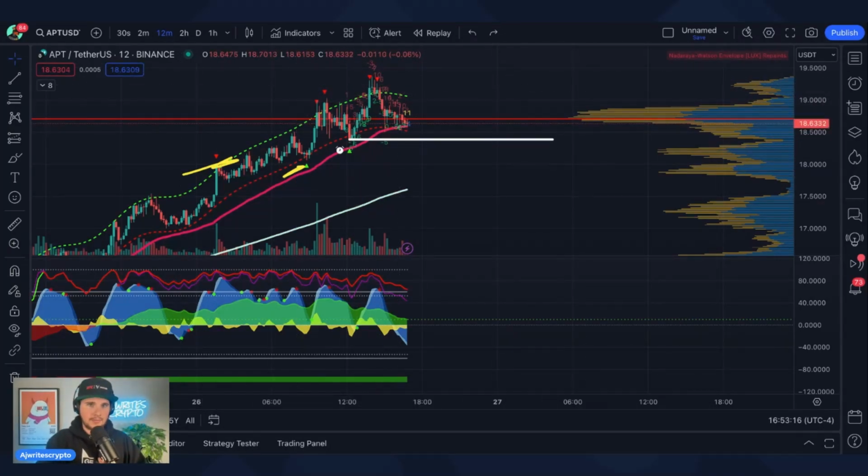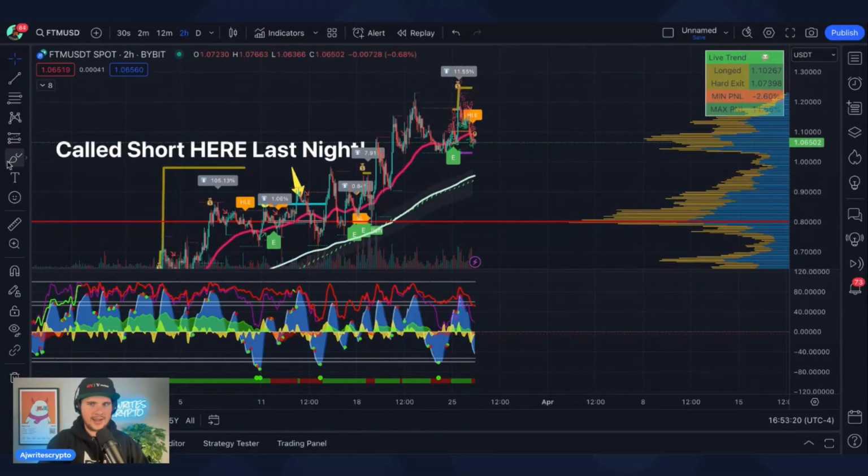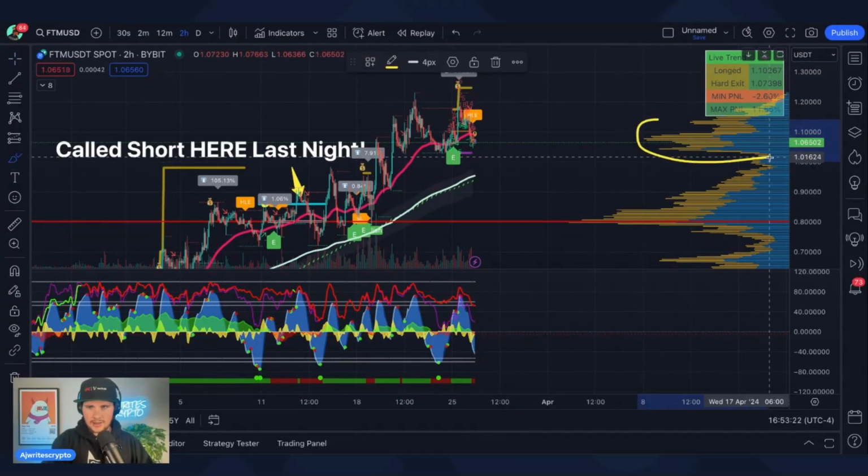The next chart I'm going to talk about here is Fantom. And on the 2 hour chart for Fantom, I just want to go ahead and say, first of all, look at this low volume node.